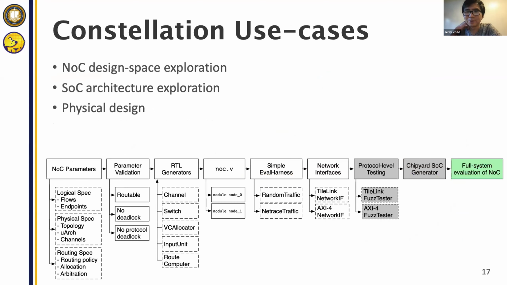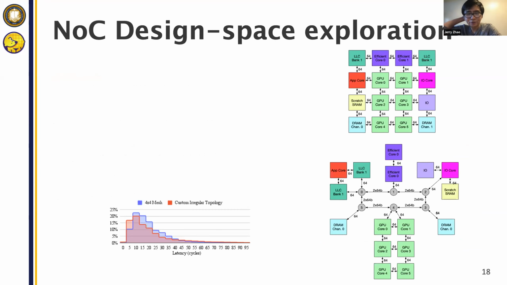Right, so now that we've gone through the flow, I want to talk about 3 use cases which Constellation enables: design space exploration of irregular NoC architectures, exploration of SoC architectures, and physical design of networks. For NoC design space exploration, Constellation enables simulation and full SoC evaluation of arbitrary heterogeneous NoC topologies. For example, we can take a heterogeneous SoC architecture with heterogeneous cores, GPU cores, and banked memory I/O, and compare network topologies using a simple mesh and a complex hierarchical network. The traffic evaluation framework in Constellation lets us specify the expected traffic pattern for such a system and measure the latency and bandwidth for each of the network configurations under this expected traffic.